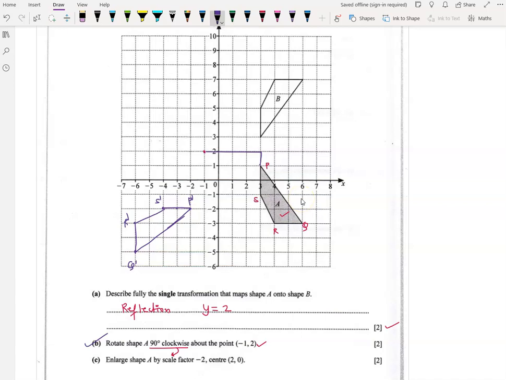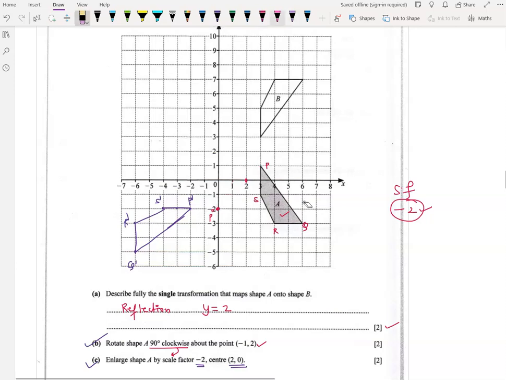Part C, it says enlarge shape A by scale factor -2 about the center (2, 0). So your center is (2, 0). So this is your center point. Now about this point you need to enlarge it by -2. So -2 is the scale factor. What we'll do is start from P and go to the center and then continue double the distance. From P to the center you go 1 left, 1 down. Now from the center, because it is scale factor 2, you will do the same thing but 2 times. So it will go 1 left, 1 down, 1 left, 1 down. So this is your point P double prime.